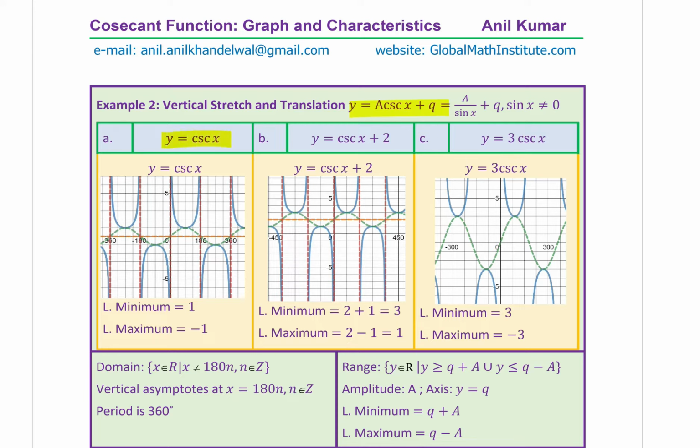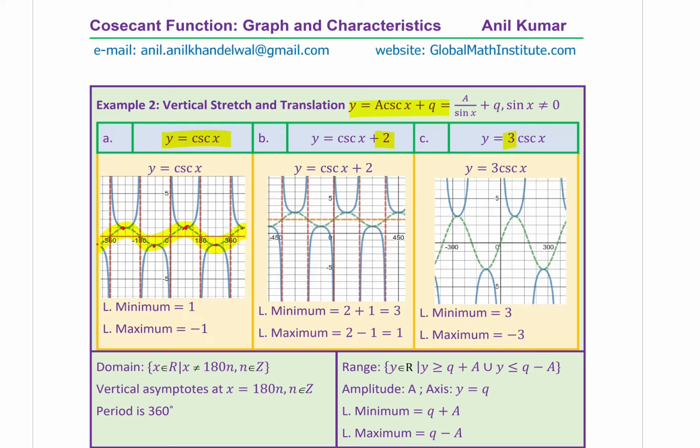We'll begin with a very simple case, the parent function y equals cosecant x, and then we'll see what happens when we translate it 2 units up, and separately what happens to cosecant x when you multiply by 3. That means the amplitude is 3. So in the first case, what I've done here is I've just sketched the sine function, right? All the points on the axis are converted to vertical asymptotes, as you can see, and all the points which are the turning points on the sine function, there the concavity has been flipped using the invariant points.